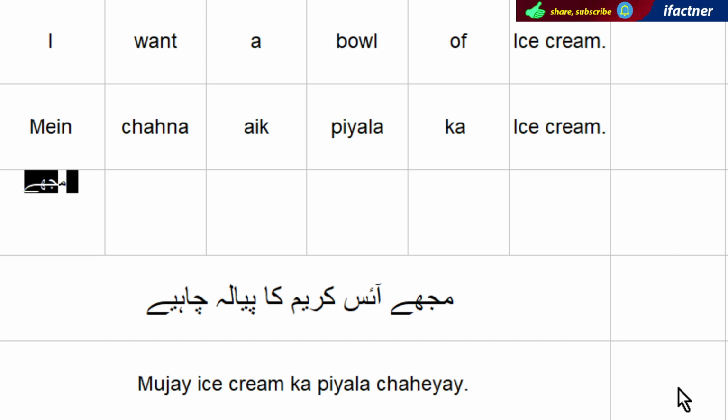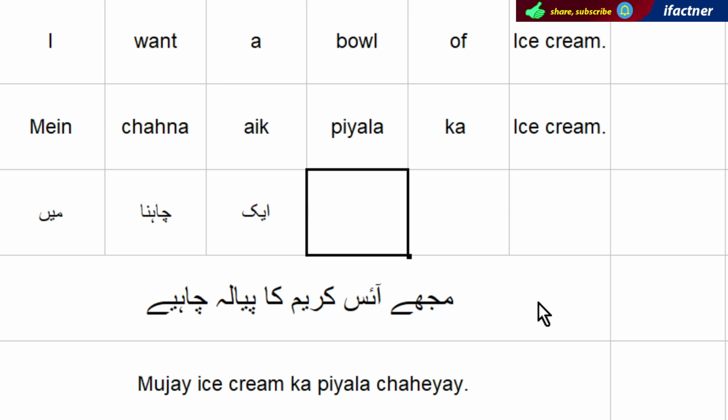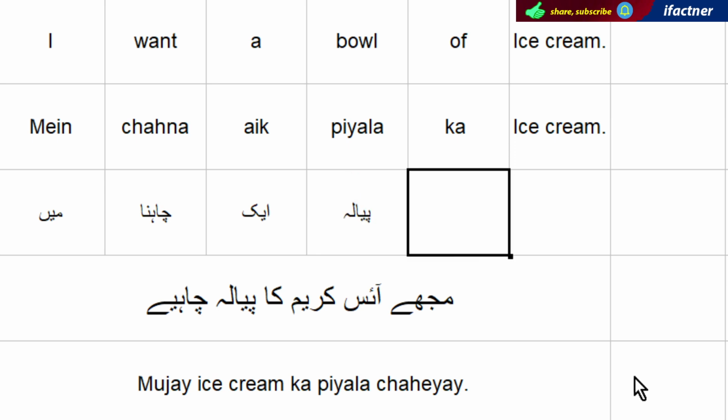So मैं is mim, ye and nun. Chahana is che, alif, he, noon, alif, chahana. Ek is alif, ye, kaf. Pyala is pe, ye, alif, lam, he, pyala. Ka is kaf, alif, ka.